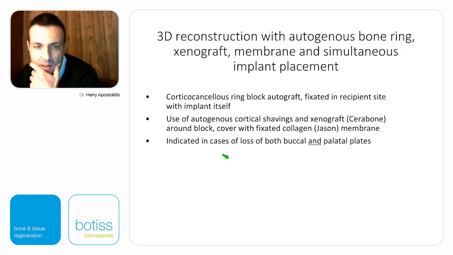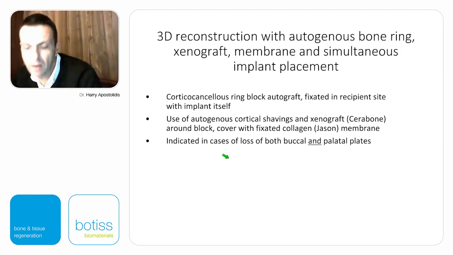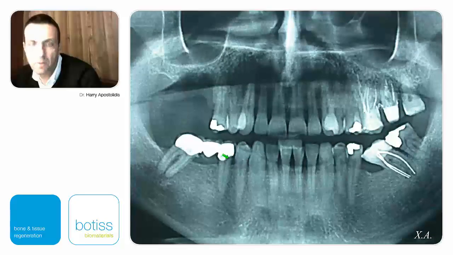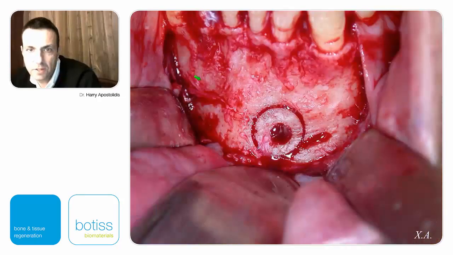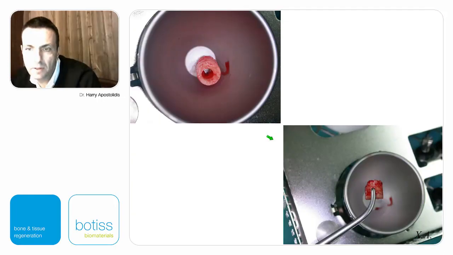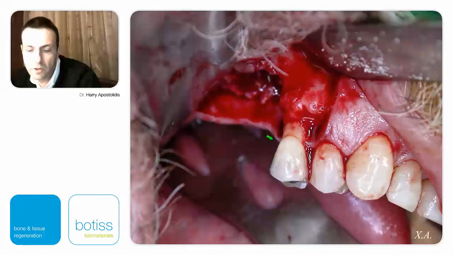And this technique is indicated in cases where we have a loss of both buccal and palatal plates. In a case like that, you see how we have a 3D defect here, and we have to reconstruct that. The height, see the defect here. We take the bone ring. We have already made our bed for the implant placement. That's the bone ring, corticocancellous ring.